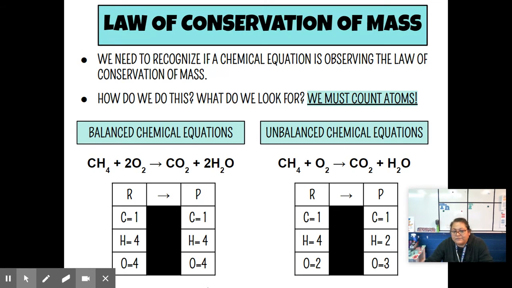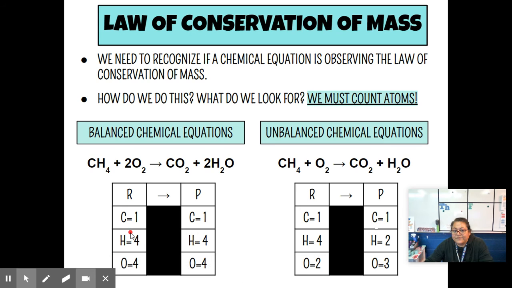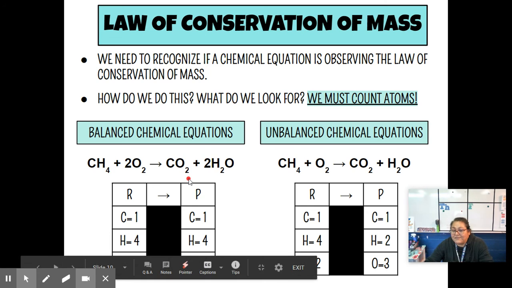I have 1 carbon. There it is right there. I have 4 hydrogen. And I have 4 oxygen. That's my reactant side. Those are my starting ingredients. I have to see that that matches on the other side. And I have 1 carbon.